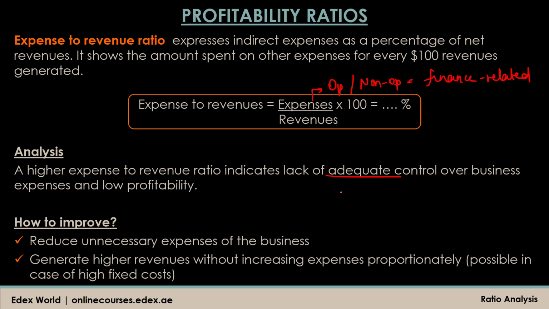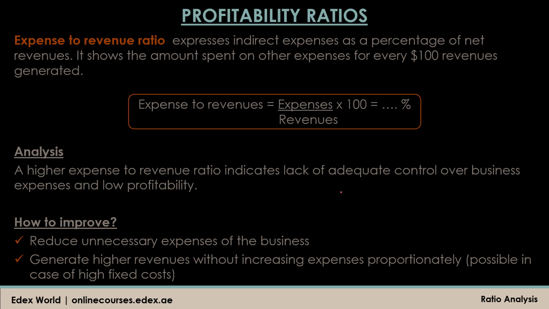That can happen if the business expenses are mostly fixed cost. Let's say you've taken a premise for rent. The rent is very high. So currently the expense to revenue ratio may look very high, but using this premise, this building that has been taken on rent, if the business can increase its revenue properly in a good proportion, then the expense to revenue ratio will automatically become better in the coming years, because revenues will increase but expenses will not increase to that extent.